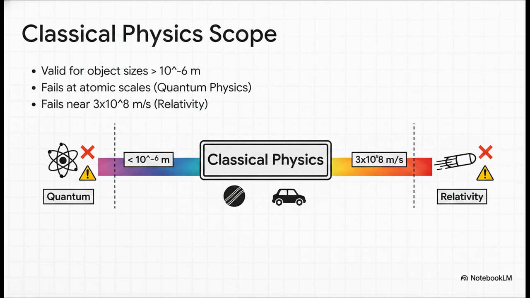Reassuringly, the classical physics we study works perfectly for object sizes greater than 10 to the power of -6 meters. So cricket balls, cars, raindrops, completely fine. However, it completely fails at the atomic scale, where quantum physics comes in. And it also fails when things move near the speed of light, which is 3 times 10 to the power of 8 meters per second. That's exactly where Einstein's relativistic mechanics steps in.